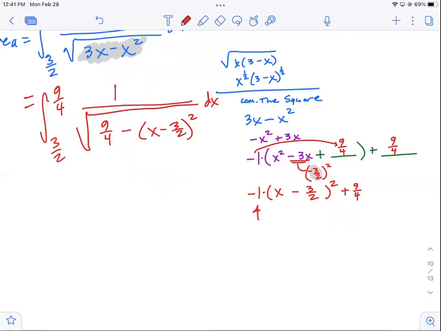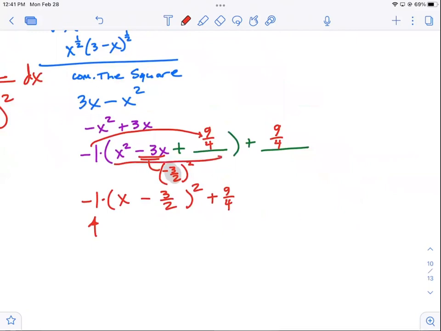Everyone okay with that? We factored it. Yeah, it's a perfect square trinomial here, and we factored it.